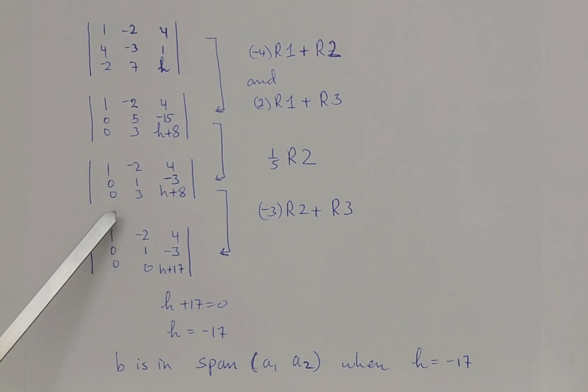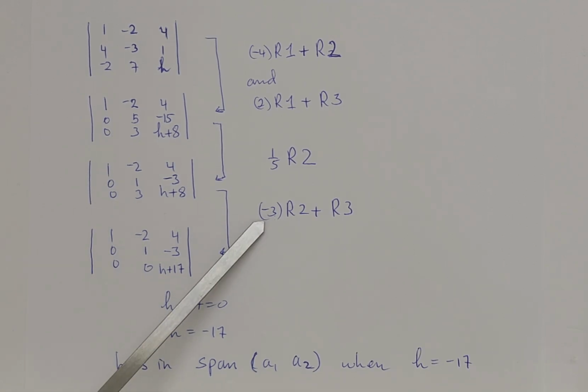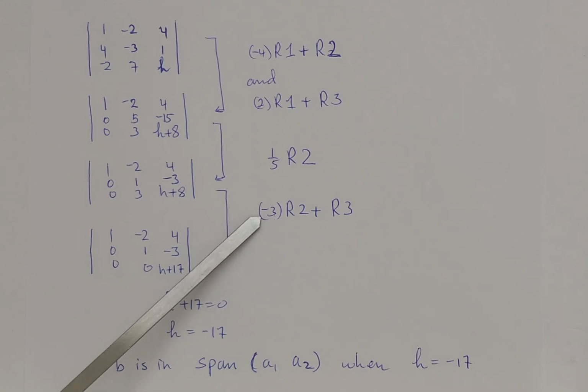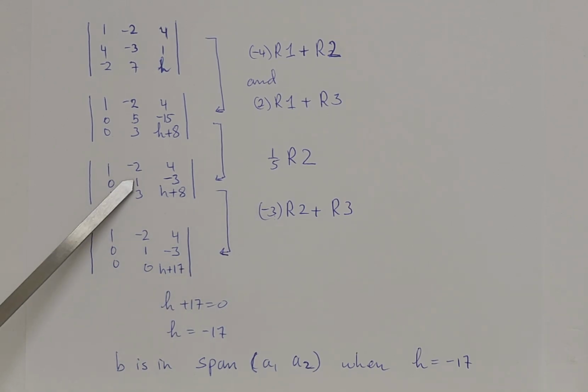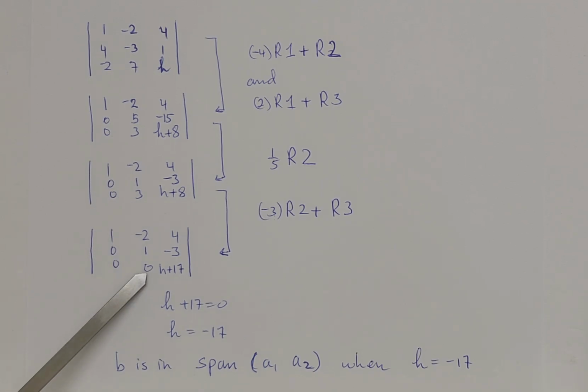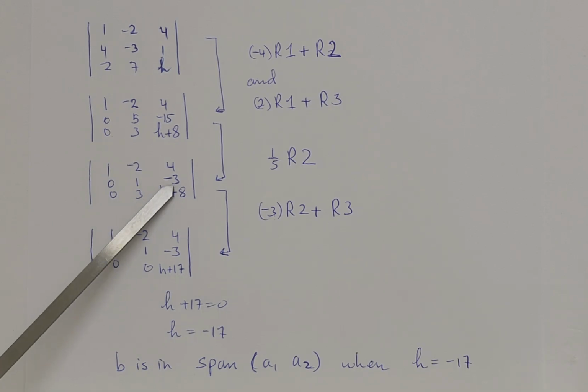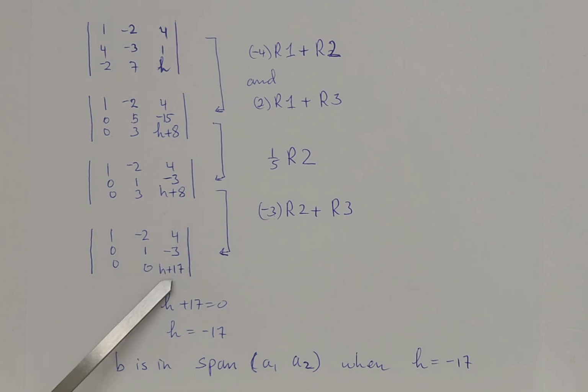Next, we need this 3 to become a 0. So the opposite of +3 will be -3. So -3 times R2 plus R3. So -3 times 1 will be -3. -3 plus 3 gives me 0. -3 times -3 gives me +9. 9 plus 8 gives me h plus 17.